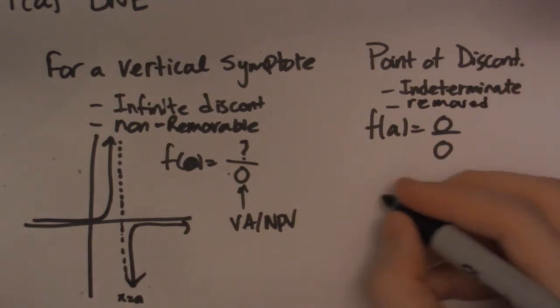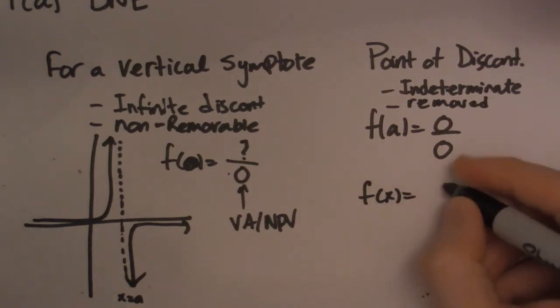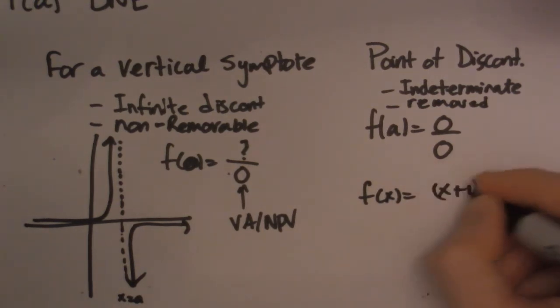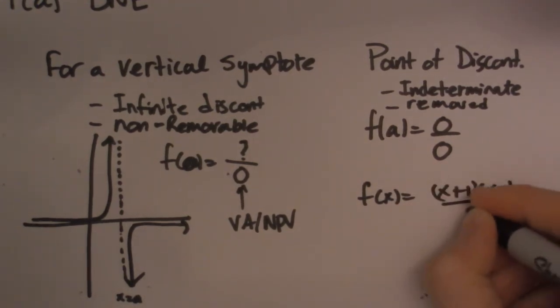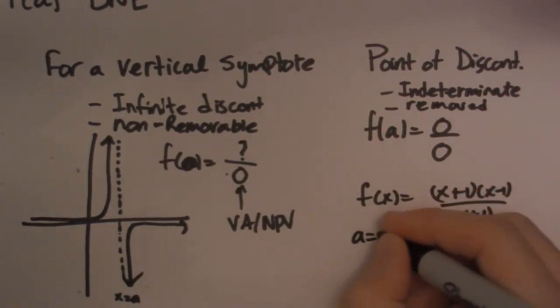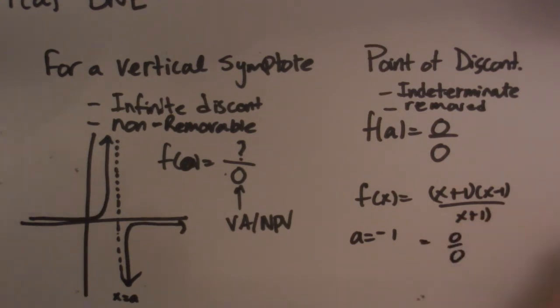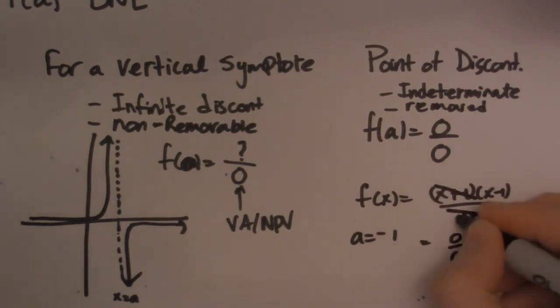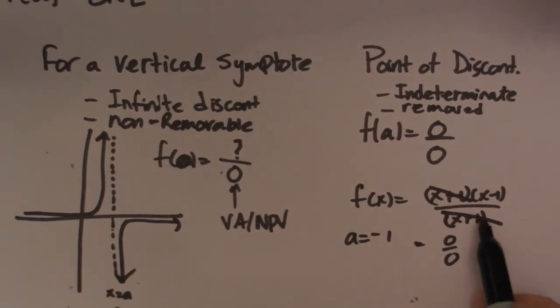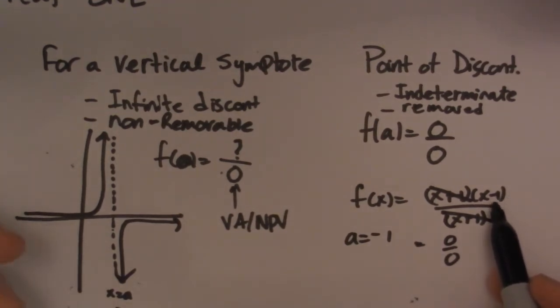Right? So let me give you an example. If you had f of x is equal to (x plus 1)(x minus 1) all over x plus 1, and you shoved in, let's say our point was negative 1, you're going to get 0 over 0. But now if I cancel this out, then I can sub in negative 1 and get back a value of 2. It's important to remember that the value is not 2 though.